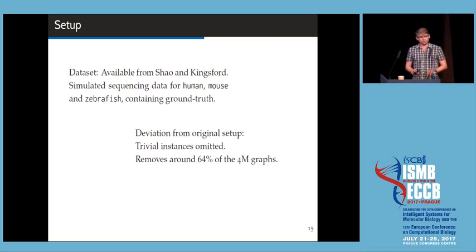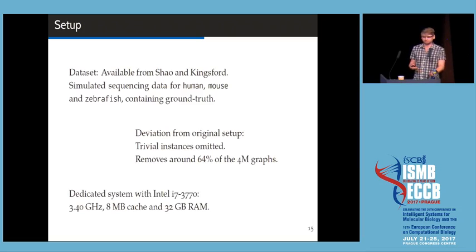And we made a small deviation from their original setup. We left out the trivial instances, which were just graphs that consist of a single path, because our pre-processing just finds a solution there instantly, and it would not be interesting to include it in the results. This removes about 64% of the data set, but we still have around 1.4 million graphs. And we ran that on a dedicated system with an Intel i7 processor, which had 32 gigabytes of RAM.